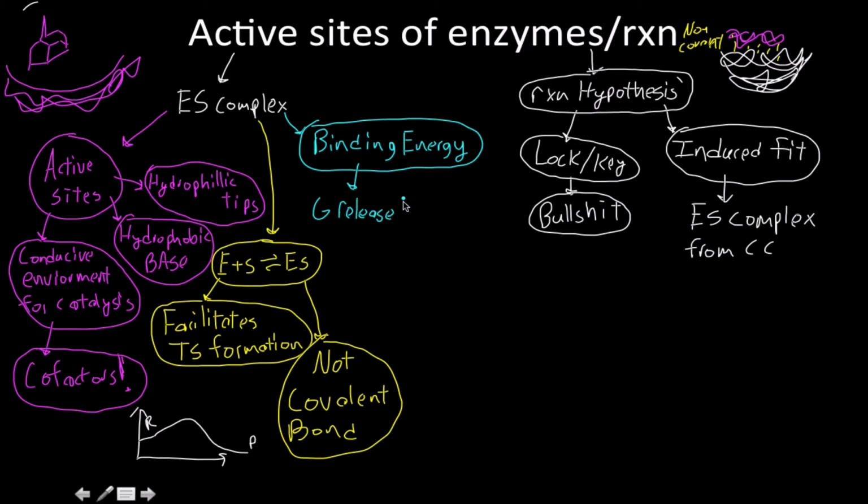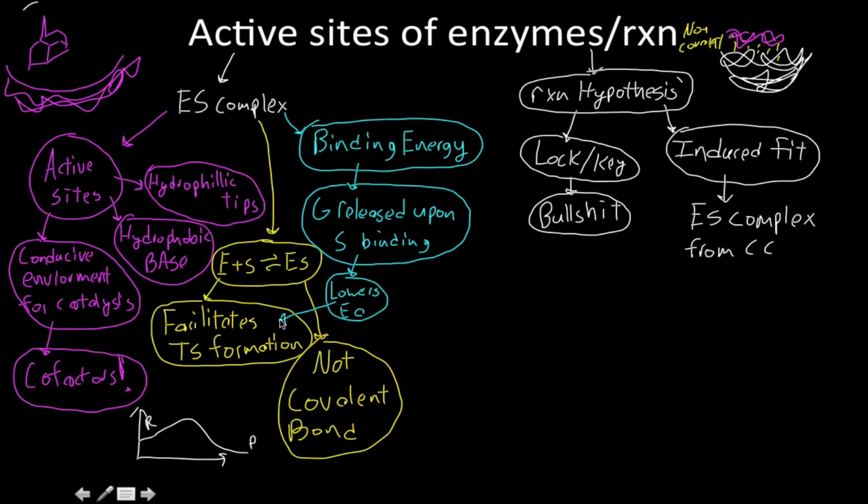Free energy released upon binding. Okay. So what is this free energy going to be used for? Well, in the case of other things, it can be used for a lot of things. But for enzymes, it is used to lower the activation energy. We lower the activation energy, and we have facilitated the formation of the transition state. Make sense? Hopefully.